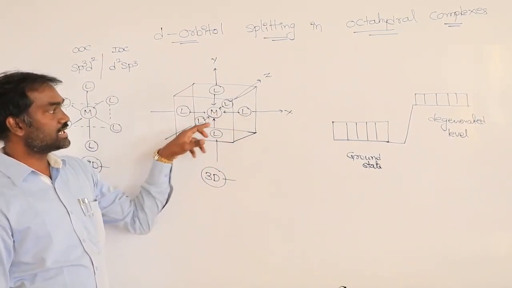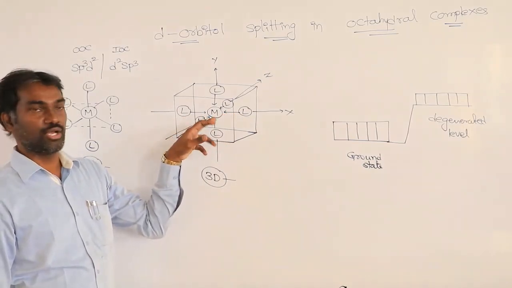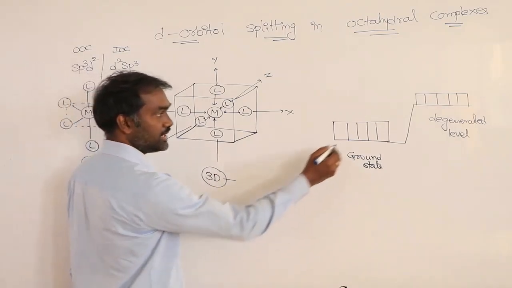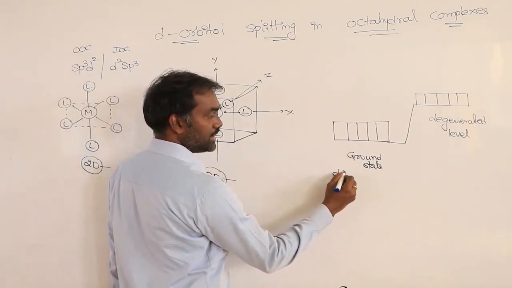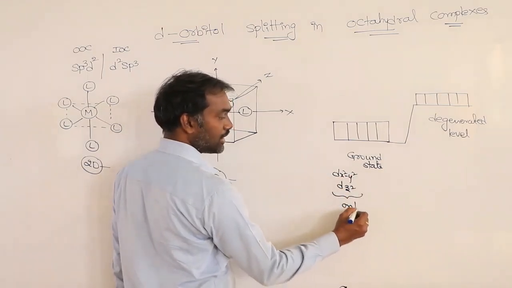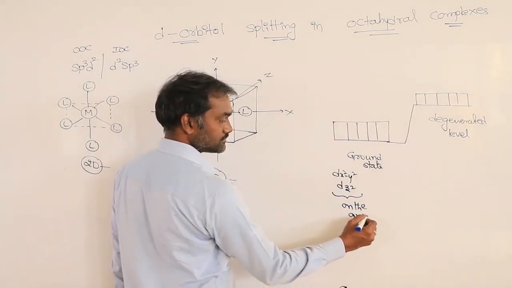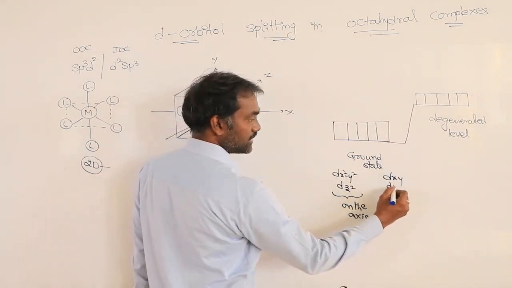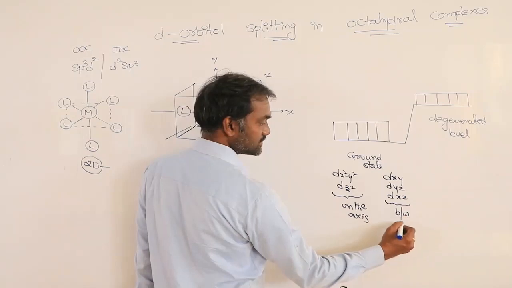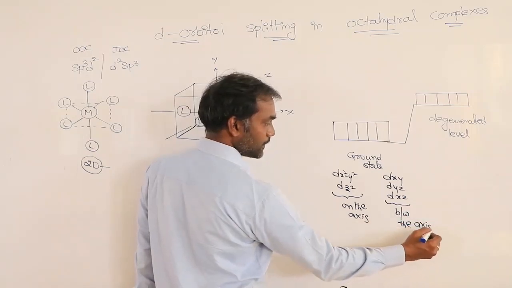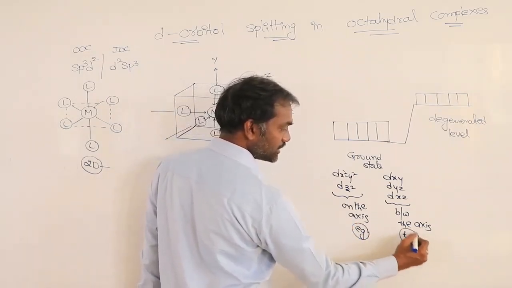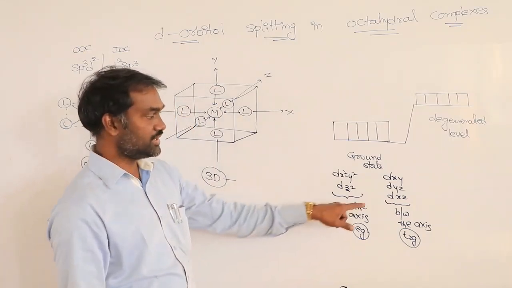Next, the ligands approach the metal on the axis, so the orbitals present on the axis feel more repulsion. Already we have seen the d orbitals: dx square minus y square and dz square are present on the axis. Next, dxy, dyz, dxz are between the axis. These are called eg orbitals and t2g orbitals according to CFT, as we discussed in the last class.